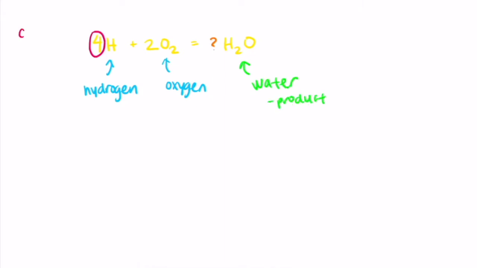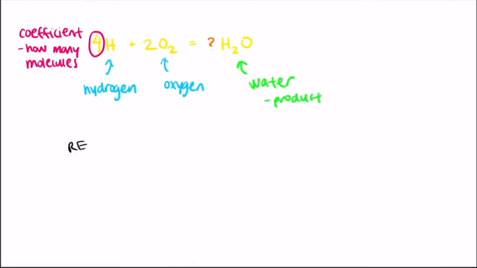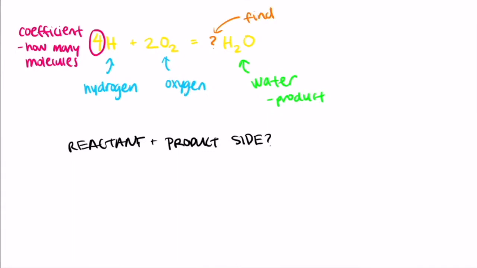This 4 is a coefficient. It lets us know how many molecules there are. In this case, there are 4 hydrogen molecules. Now, find the reactant side and the product side. Remember that the reactants are made into the product. They pass through the reaction to make the end result. Solve the first problem for what the coefficient or number of H2O is. How many water molecules are made from 4 hydrogen and 2 oxygen?